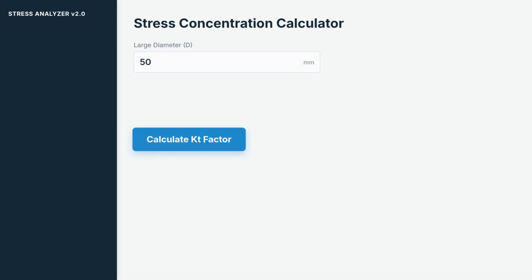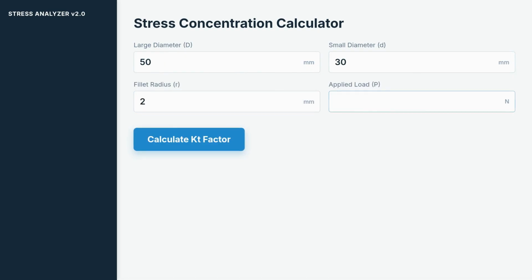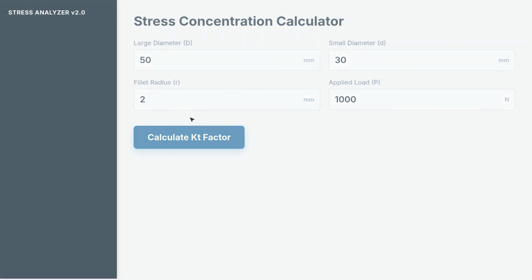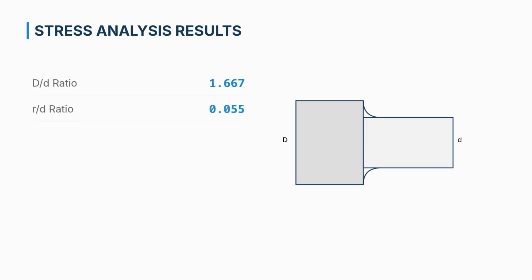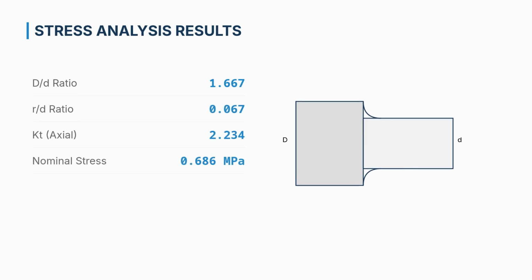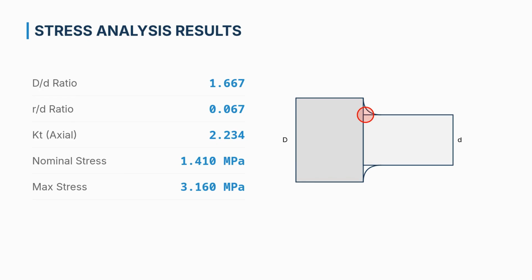Here's our example. With large diameter D equals 50 millimeters, small diameter d equals 30 millimeters, fillet radius R equals 2 millimeters, and applied load of 1,000 newtons, the calculator returns 5 diameter ratios. We get 1.667, 0.067, 2.234, 1.41, and 3.16.